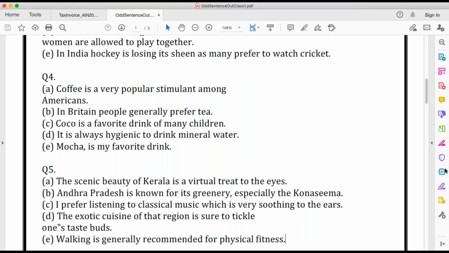Do you all get me now? Soumya, Parnika, Shubhi, do you get it now? That if I change sentence number E in this way, then I could have gone for B as the odd sentence out. Make sense now? Okay, let's move ahead.